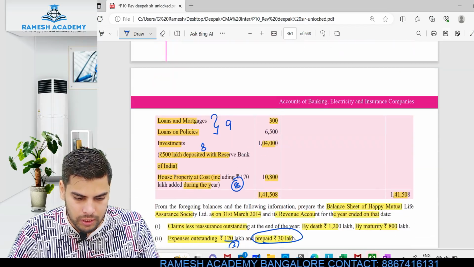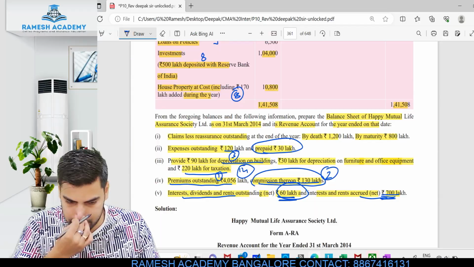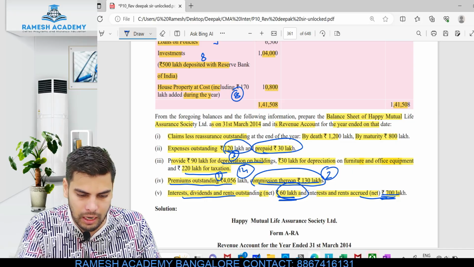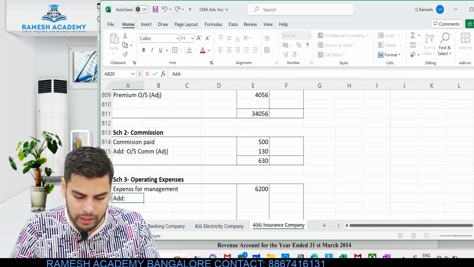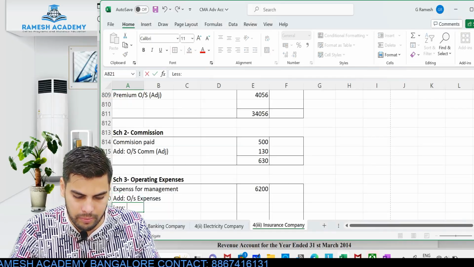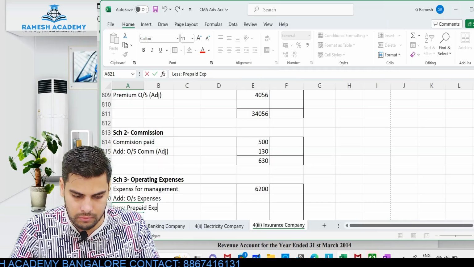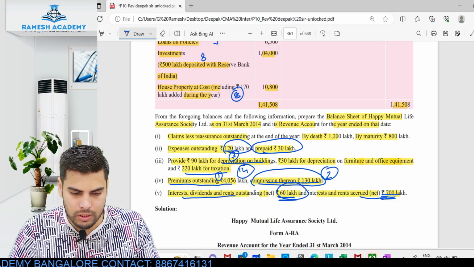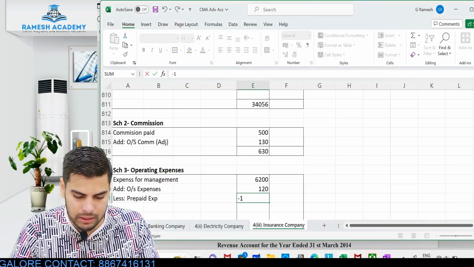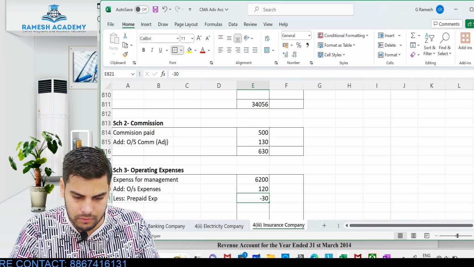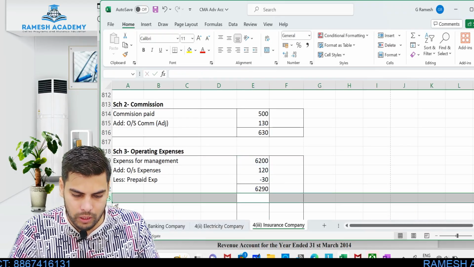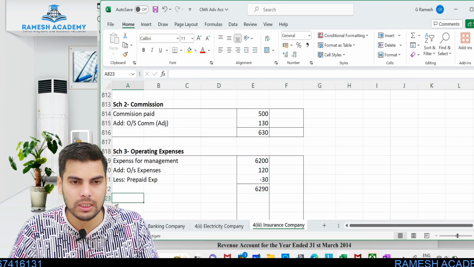Is there any outstanding expenses by any chance? Expenses outstanding and prepaid. We'll just add it over here. Add outstanding expenses less prepaid. So how much is outstanding expenses? Outstanding expenses is 120 and prepaid is 30. So effectively we'll be getting how much? 6,290. Okay, this would be your expenses for management.